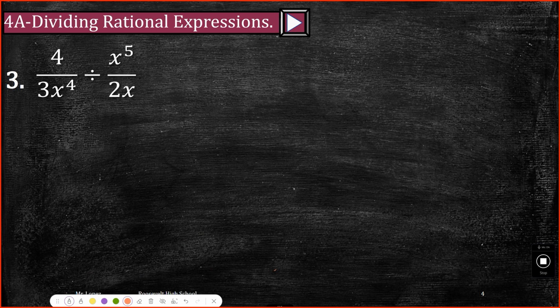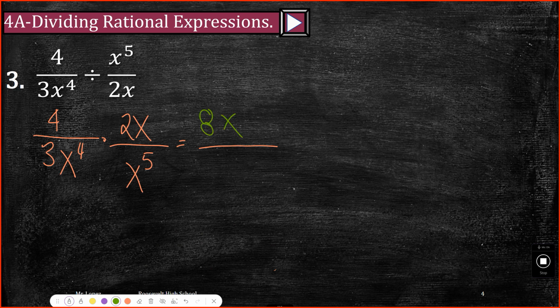All right. So I'm going to do the same procedure here. Keep the first, flip the second, and multiply. It's the same problem we did in problem number 1. Same kind of procedure. 4 times 2 is 8x. 3 times, there's no number here, there's a 1. 3 times 1 is 3.